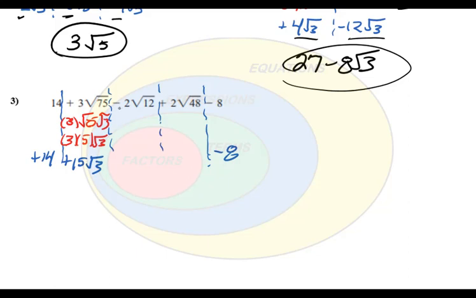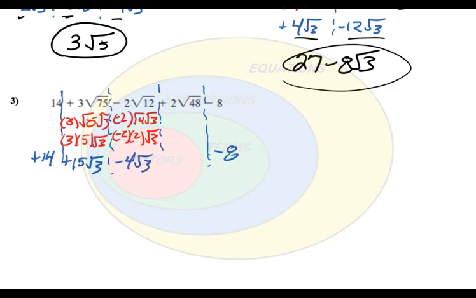The next term, we have a -2 factor. The square root of 12 is the square root of 4 times the square root of 3. So that would be -2 times 2, square root of 4 is 2, times the square root of 3. So the third term would be a -4 square root of 3.